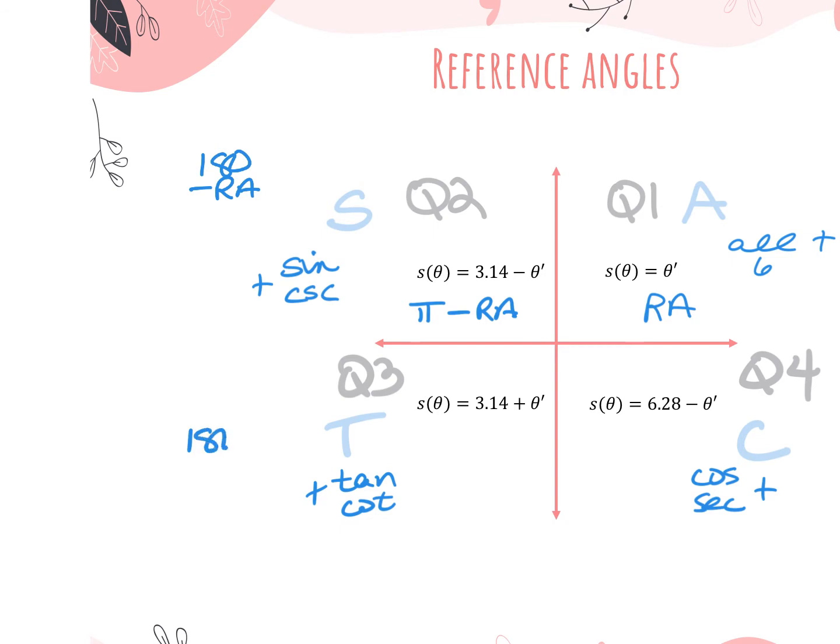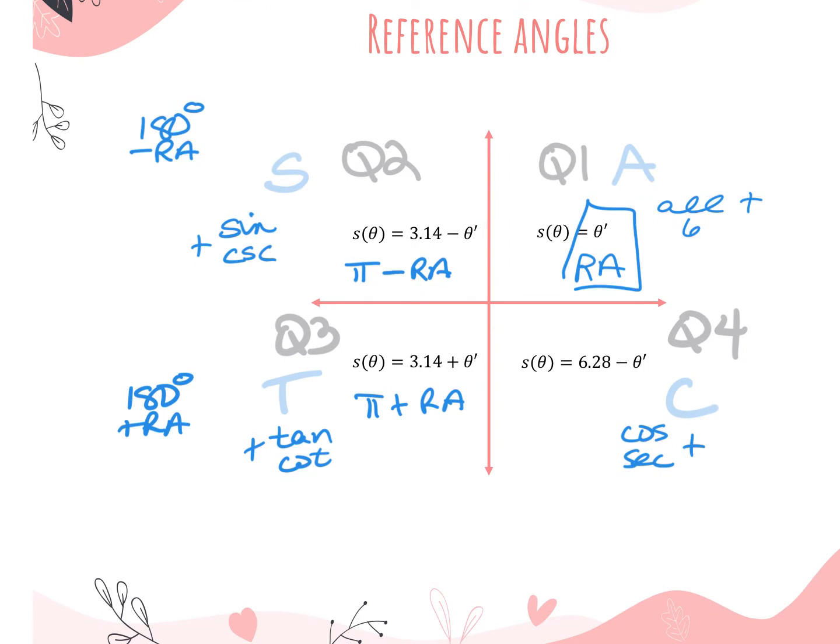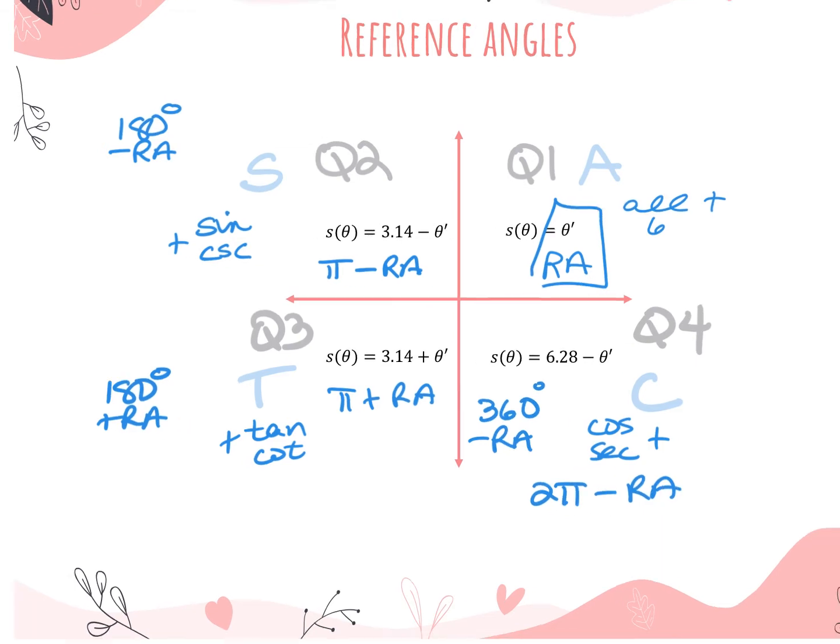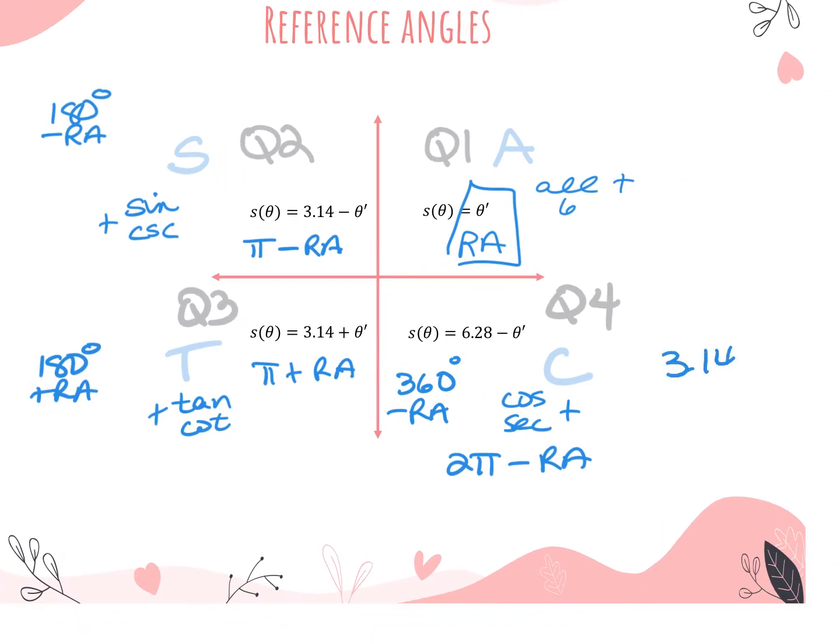Over here, remember it was 180 plus the reference angle when we were in degrees. Now we're going to do pi plus the reference angle. And that's what that 3.14 plus theta represents. Theta is your reference angle. And then here we would be doing 360 minus the reference angle when we were in degrees. Now we're doing 2 pi minus the reference angle. Because if you think about it, 3.14 times 2, which is 2 pi, gives you 6.28. And that's how they get what's written here.